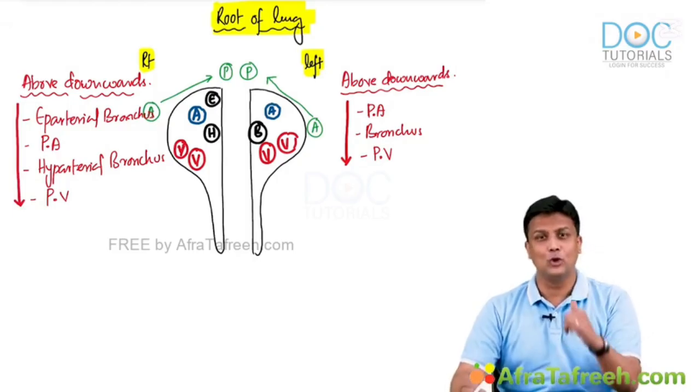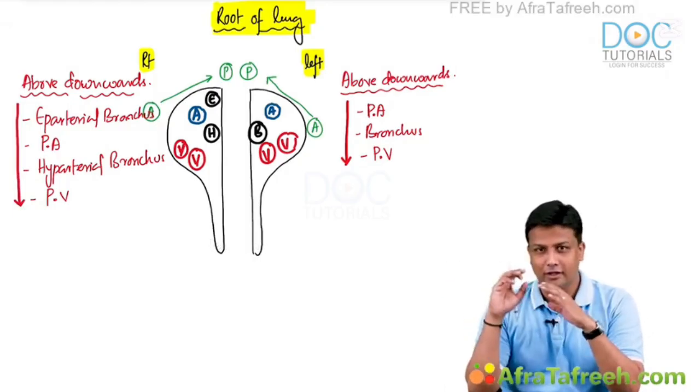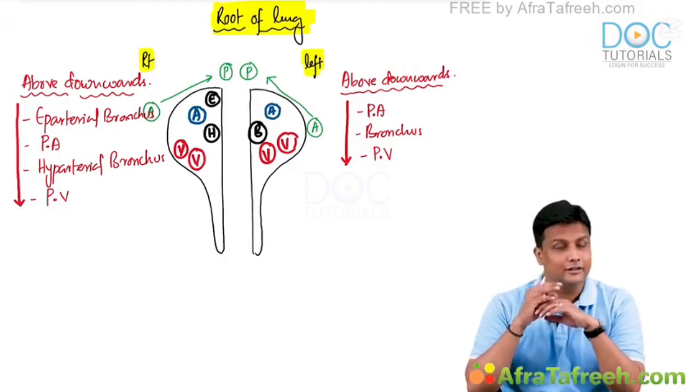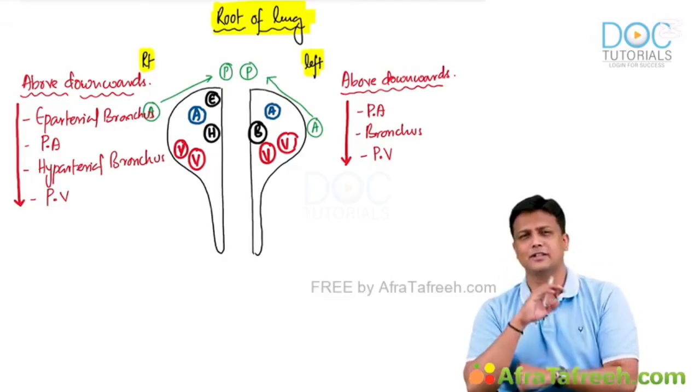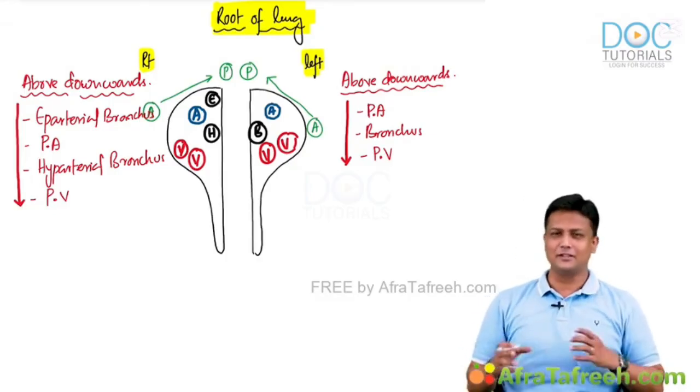And my dear friends, look at that list now. In the root of the right lung and the left lung, the structures are arranged in a different manner. That's the reason why in the exams this topic creates a lot of confusion, and that is why it is a hot favorite of your examiners. Your examiners are trying to confuse you.